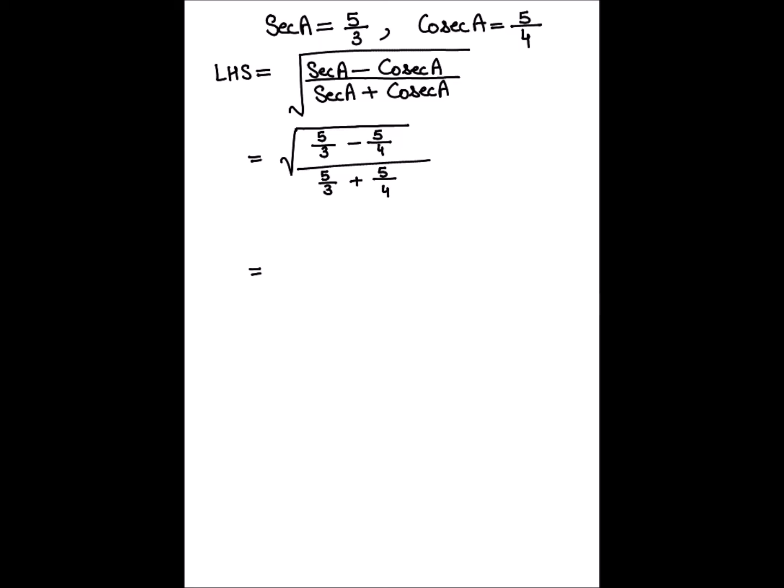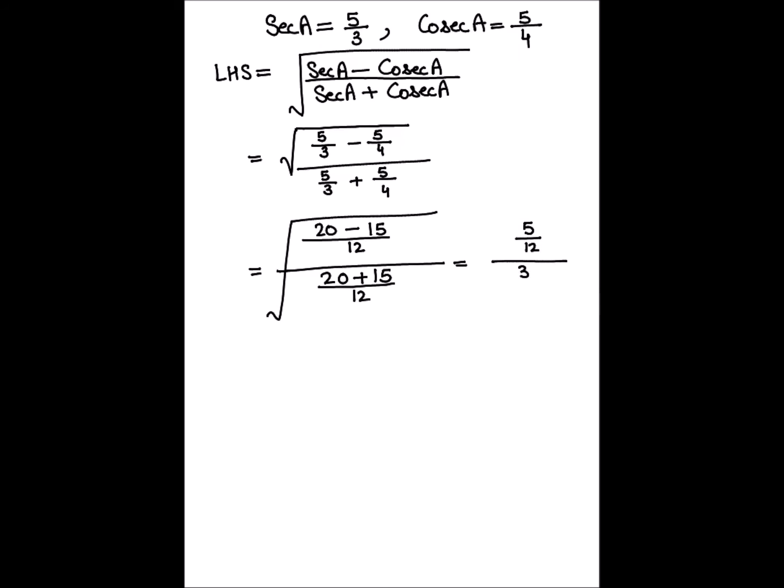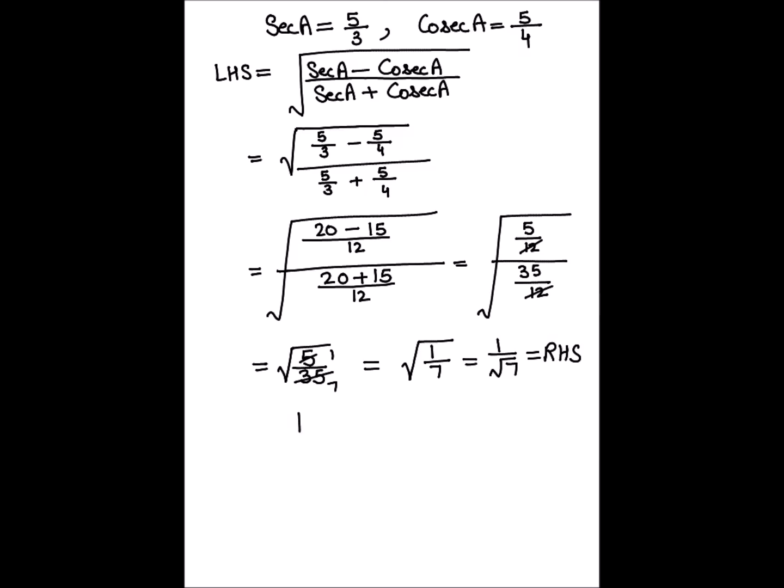Now we just have to subtract and add the numerators and denominators. So for that we'll take the LCM of 3 and 4, which is 12, and we get 20 minus 15 by 12 upon 20 plus 15 by 12. So 12 gets cancelled with 12 and we get 5 upon 35 in the square root. And next 5 gets cancelled with 35 and we get square root of 1 by 7, which can be written as 1 upon root 7. That is our RHS. Hence we can say that we have proved what was asked.